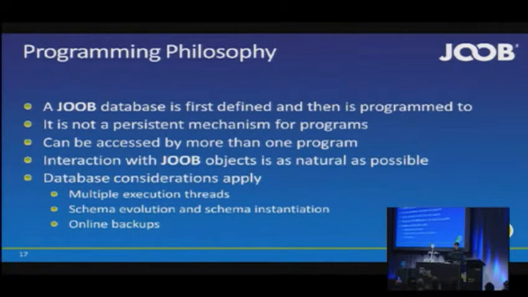So then, of course, they can be accessed by more than one program. And we have an interaction with JOOB objects that is as natural as possible, so that you feel at home working in all languages with this data store in a transparent manner. You can achieve that with some object relational mapping tools. The difference with JOOB is that we don't take the performance hit that most of those tools take. So with JOOB, we are taking the best of both worlds. We're taking the seamlessness of the object manipulation and the speed of going straight to the object database.